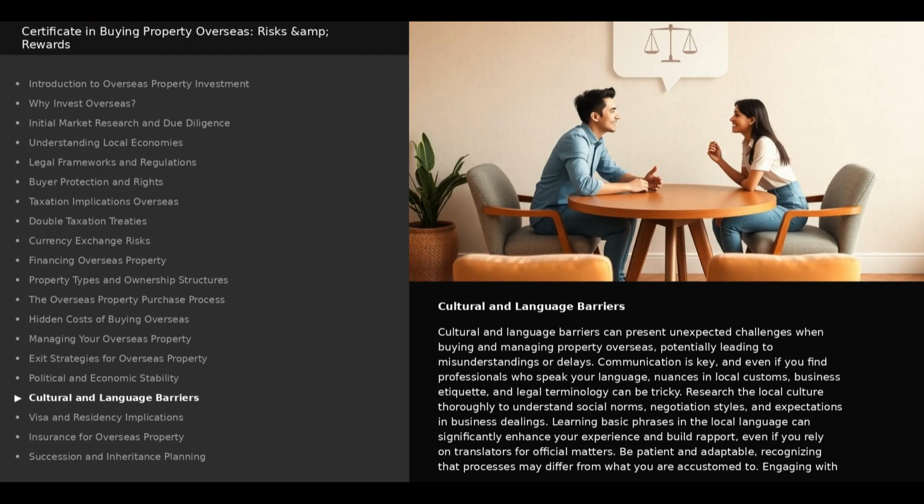Learning basic phrases in the local language can significantly enhance your experience and build rapport, even if you rely on translators for official matters. Be patient and adaptable, recognizing that processes may differ from what you are accustomed to. Engaging with local communities and seeking advice from expatriates can provide valuable insights. Overcoming these barriers fosters smoother transactions and more effective property management, ensuring a more positive overall investment journey. Embrace the differences as part of the international experience.